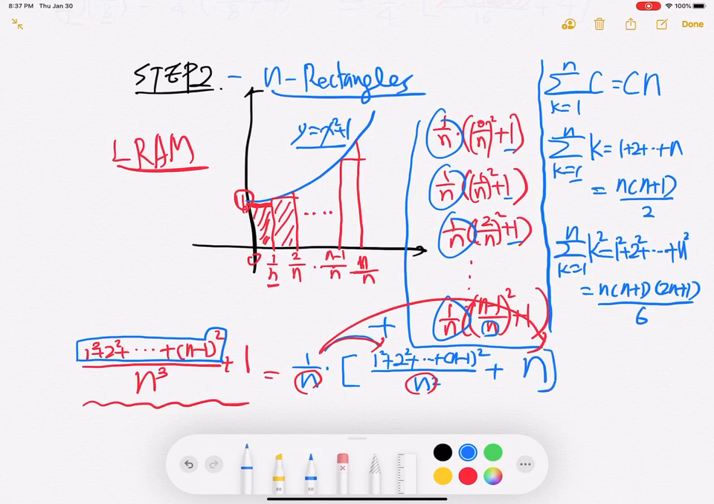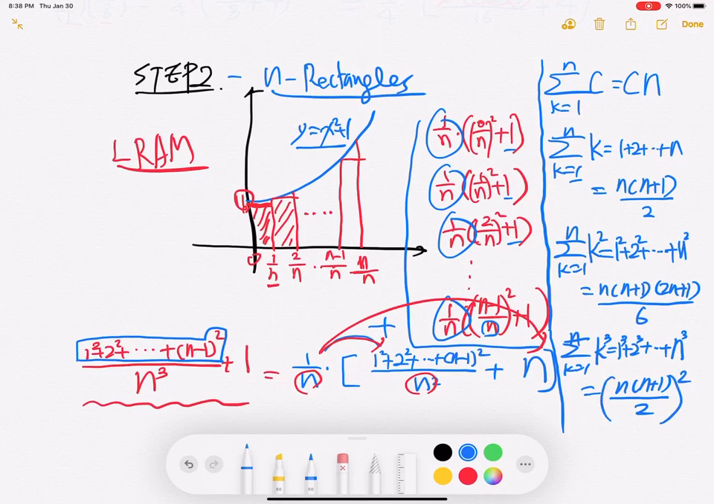Last one we have to know today is sigma k equals 1 to n of k cubed. That means 1 cubed plus 2 cubed, keep adding to n cubed. This is equal to n times n plus 1 over 2. It's just the same as sigma k, looks like that, but the whole thing is squared. It's not the same thing.